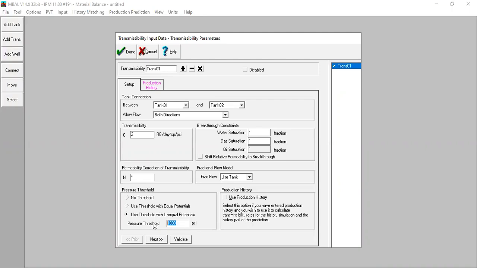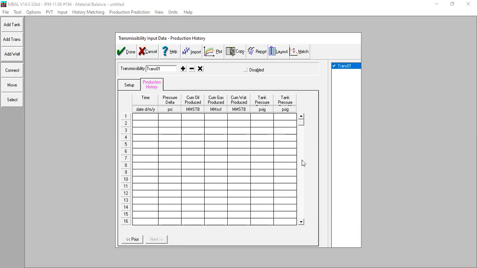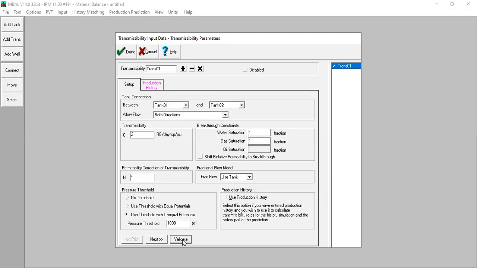Okay, I'm sorry, it's not pressure drop, but it's pressure difference between two reservoirs. If one reservoir has a difference in pressure with another reservoir, the difference will drive the reservoir with higher pressure to flow the fluid to the reservoir with lower reservoir pressure. That's the meaning of pressure threshold. Okay, and then production history, there is no production history in the transmissibility, so we can click validate and then click done.